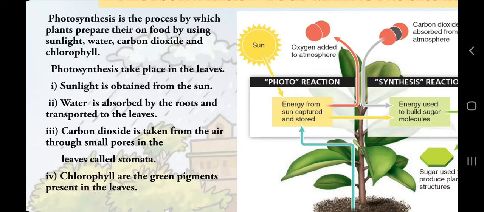Sunlight is obtained from the sun, water is absorbed by the roots and transported to the leaves by the stems and tiny tubes. Carbon dioxide is taken from the air. Simple. And chlorophyll are the green pigments present in leaves, which is helpful for capturing sunlight.